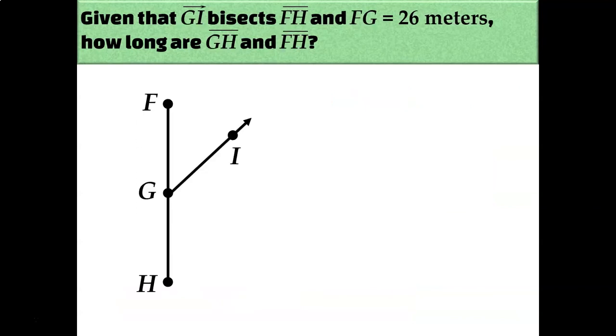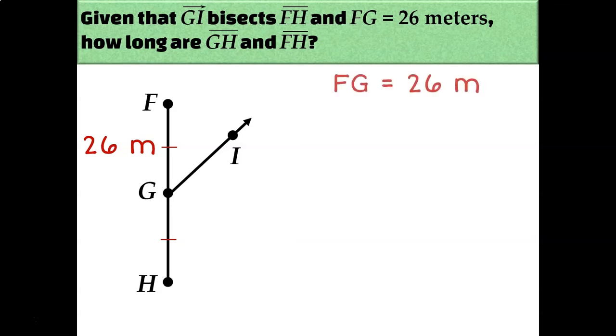Let's try another example. This time I'm told that ray GI bisects segment FH, and I'm told that FG is 26 meters long. Well, if GI bisects FH, then FH must have been cut into two congruent segments. So FG and GH can be marked with congruence marks to indicate that they're the same length. And I can label that FG is 26 meters.